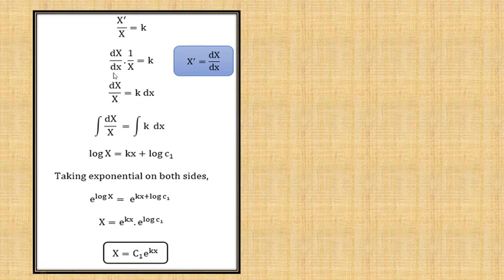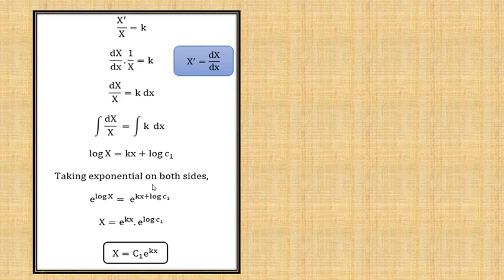Then we can say that the left hand side is purely a function of capital X and the right hand side is purely a function of small x. The constant multiplication can be handled in integration. Now I integrate this expression. Left hand side is integrated with respect to capital X and the right hand side is integrated with respect to small x. Integral of dX by capital X is log X is equal to k, which is a constant taken outside, into integral dx, that is x, plus constant of integration, I am writing it as log c1.